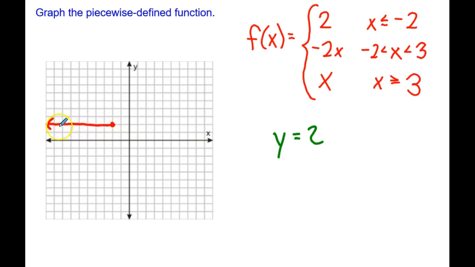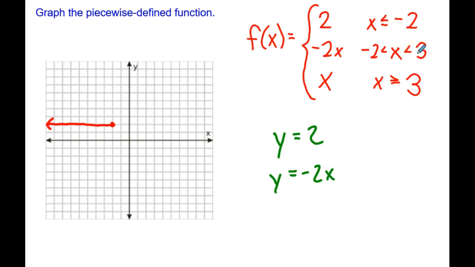So we can see our portion of the graph, the horizontal line y equals 2, for x values going from -infinity to -2, this endpoint included, so I have a filled in circle. Now we're going to go to the second part of the function, which we can think of as y equals -2x, for x values between -2 and 3.